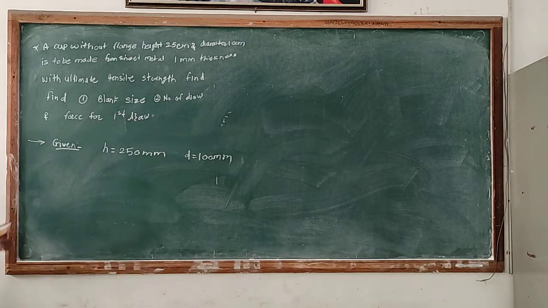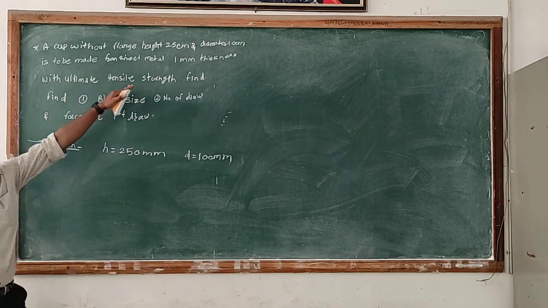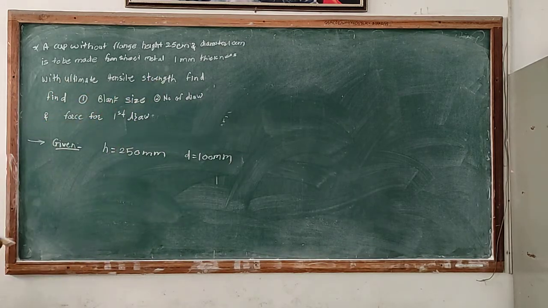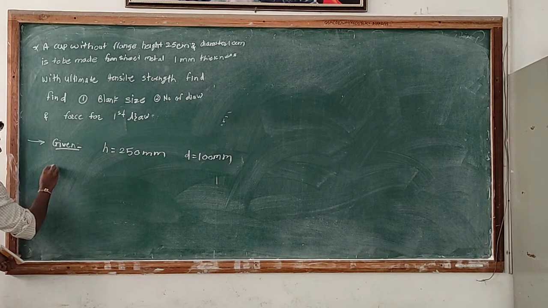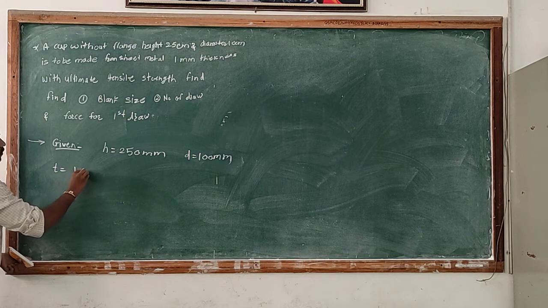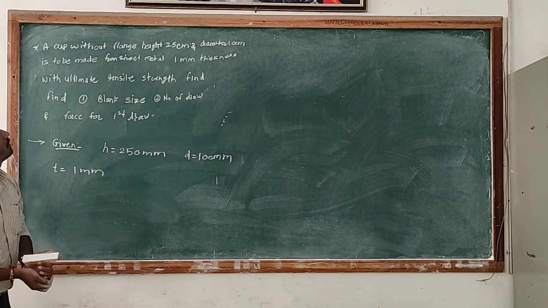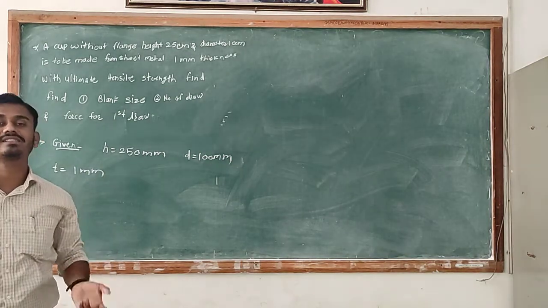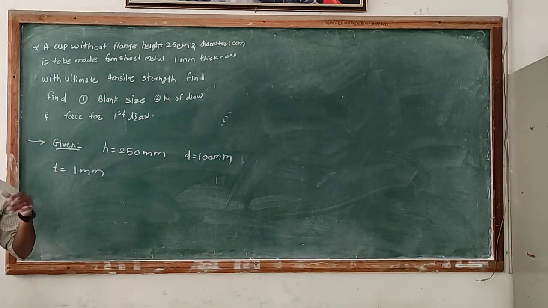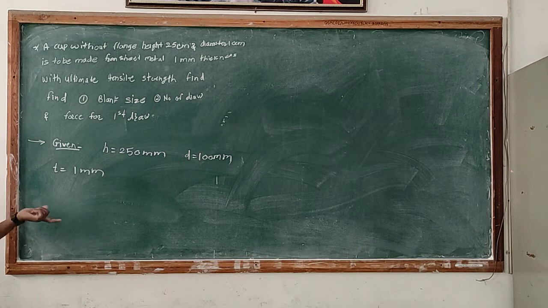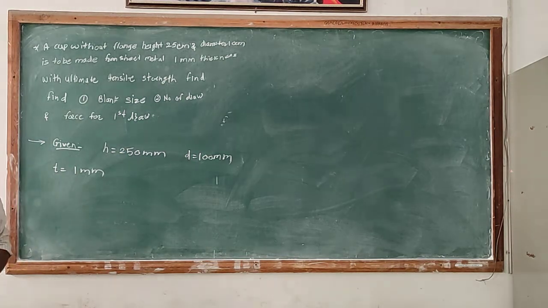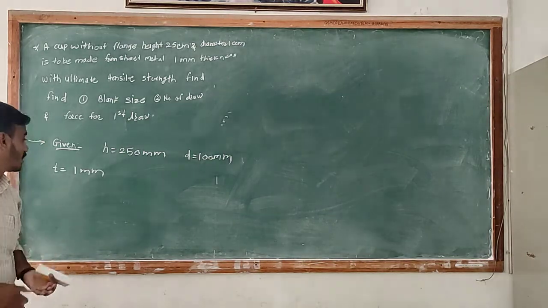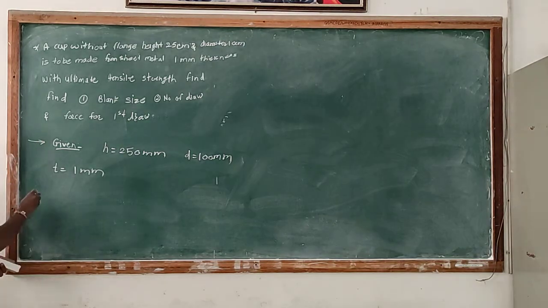100 mm. Then it is to be made from steel sheet of 1 mm thickness, so we will consider its thickness t is equal to 1 mm. They did not provide the ultimate tensile strength. We will take any value as per our need, but don't take too large or too small a value. Take it between 200 to 400 MPa.